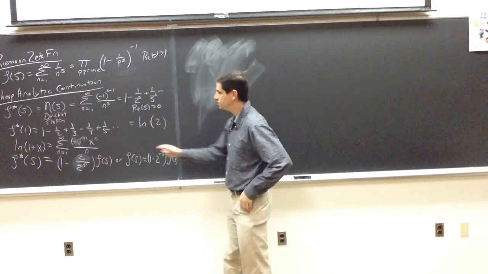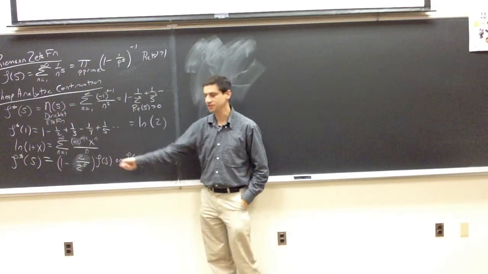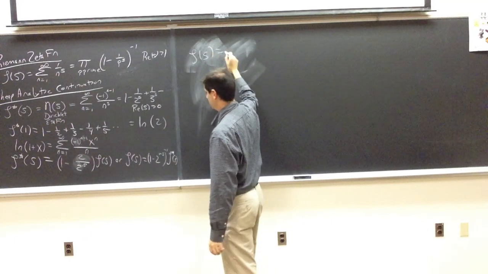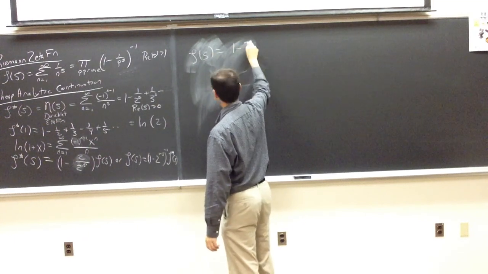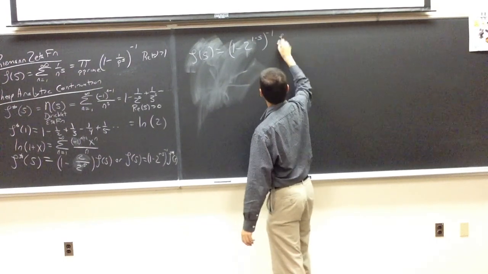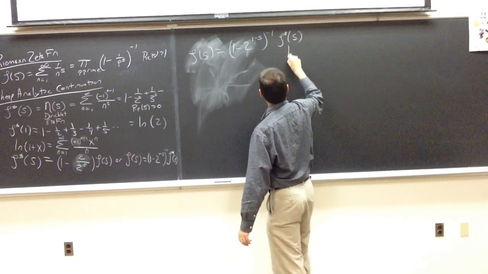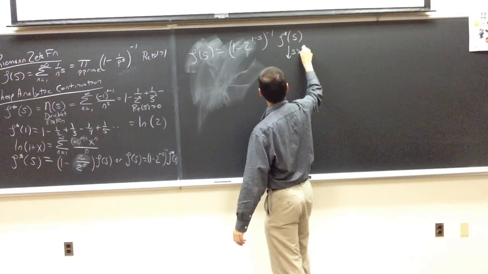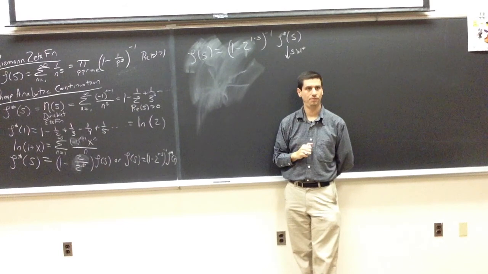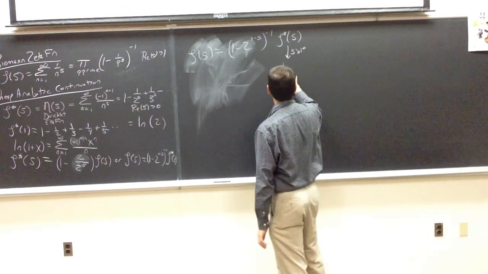And so we can actually use this to try to figure out what's going on to the zeta function. So we've got, zeta of s is 1 minus 2 to the 1 minus s inverse zeta star of s. As s goes to 1 from above, what does zeta star of s go to? ln of 2.